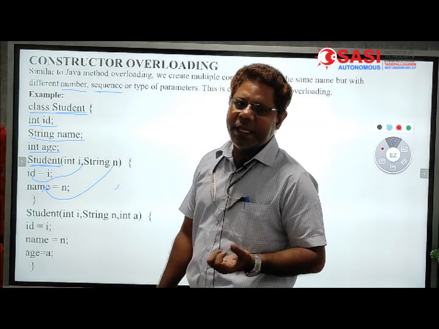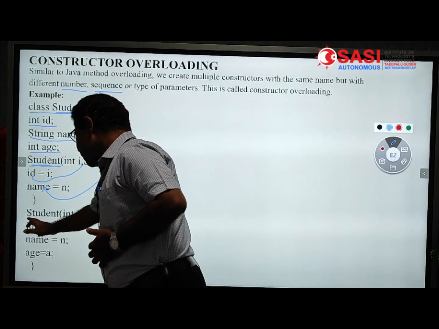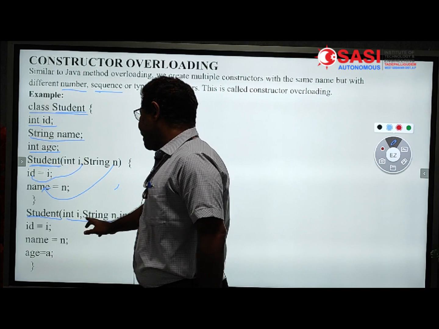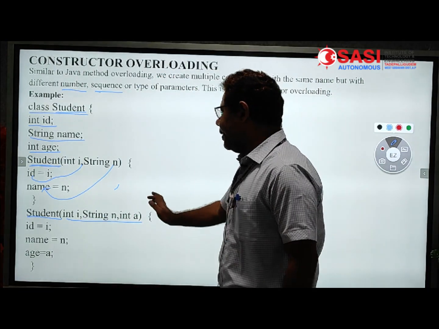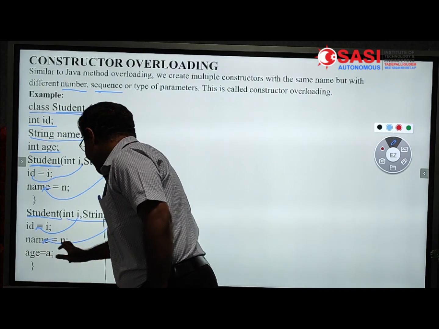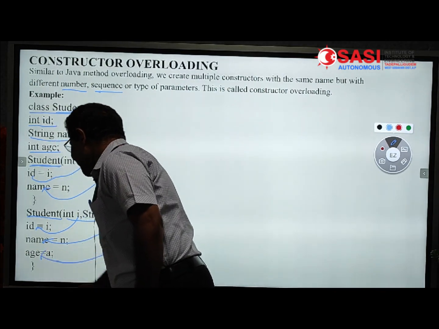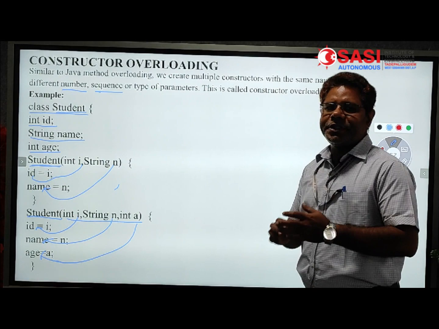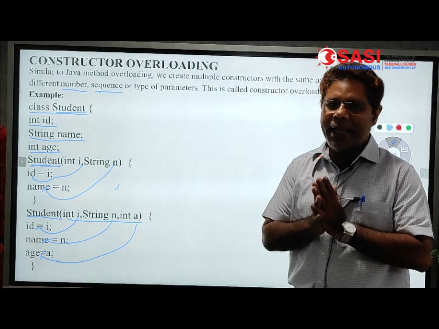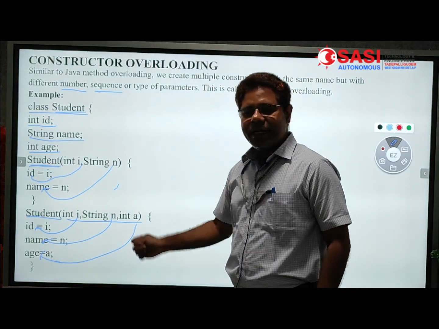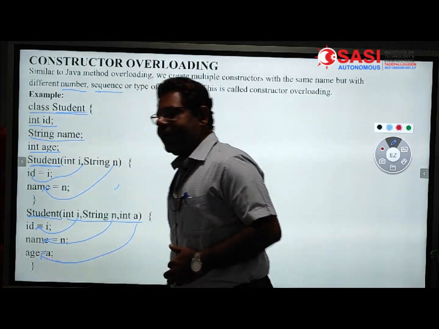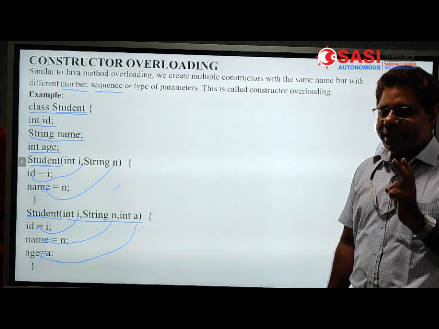Next we are writing the same constructor. We have another constructor with the same name Student, but with three parameters: int i, string n, int a. So i value is moved to the id, n value is moved to the name, a value is moved to the age. So using the first constructor we are providing the values to id and name. By using the second constructor we are providing the values to id, name and age. So these are the two constructors.